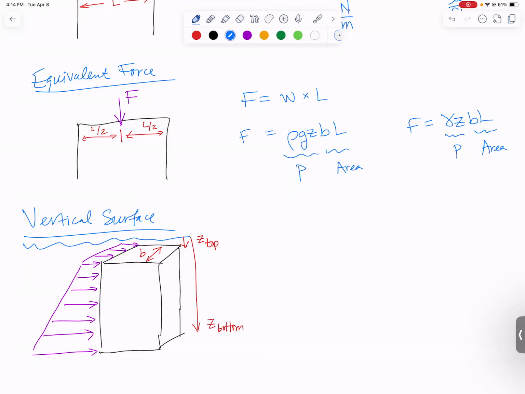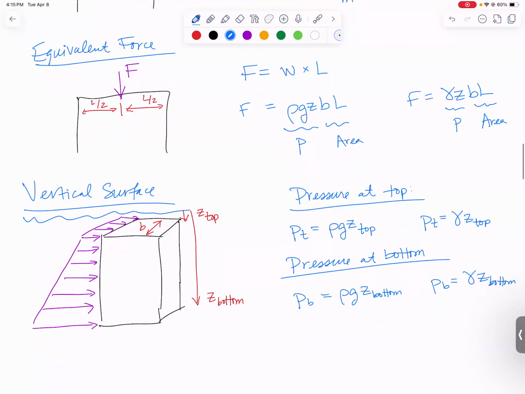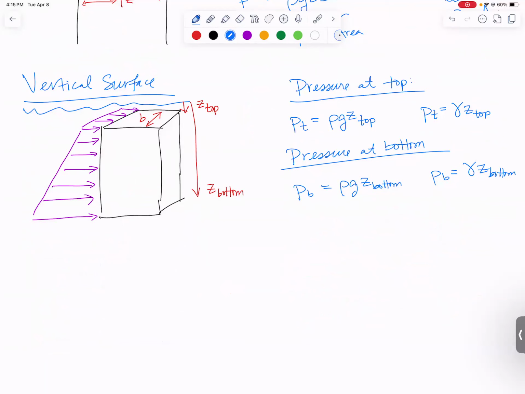So let's try that. Pressure at the top. Pressure at the top is rho g times z at the top, or pressure at the top is gamma z at the top. Just depends on your units. Let's do pressure at the bottom. P sub B, pressure at the bottom, is rho g z at the bottom, or gamma z at the bottom. We got the pressures.